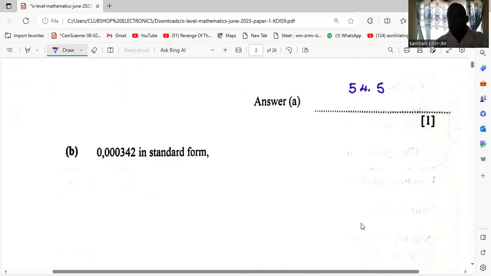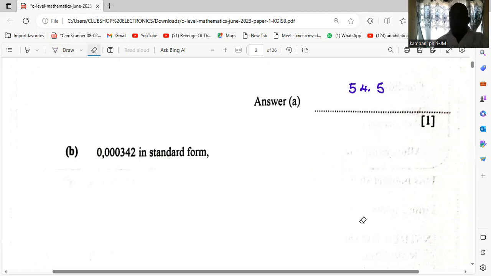Yeah, so we express this number in standard form. Standard form simply means we must express a number in this form, A times 10 to the power n, where 1 should be less than or equal to A, and A should be less than 10, in that range.